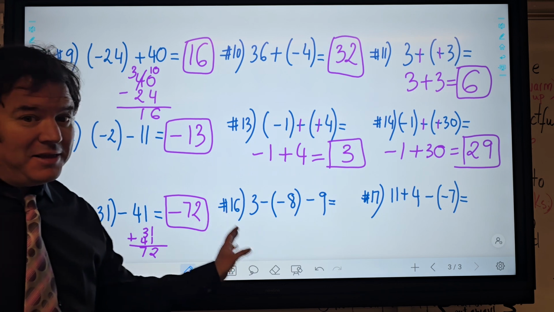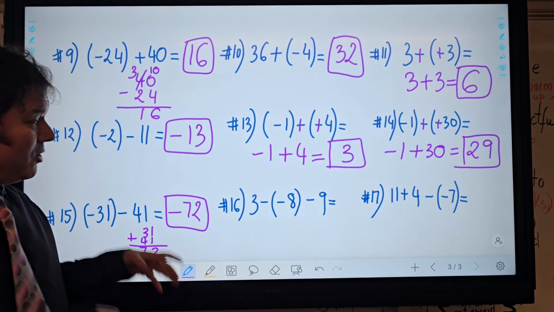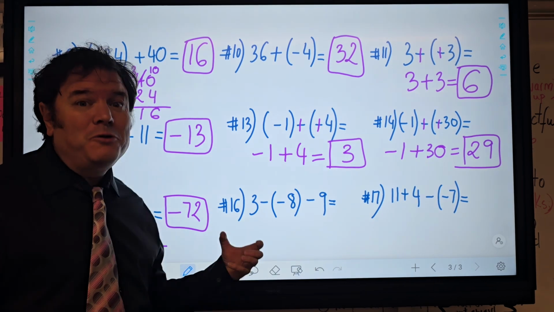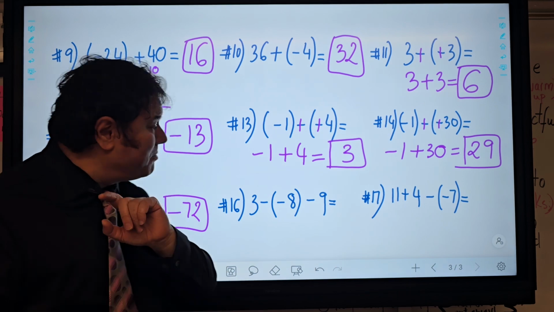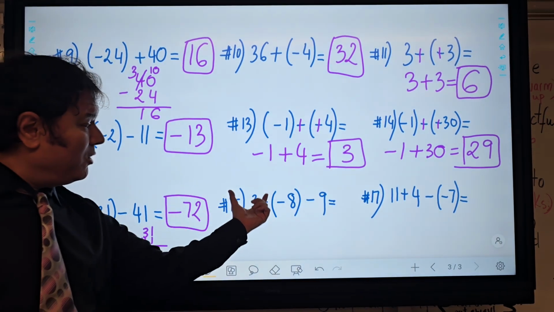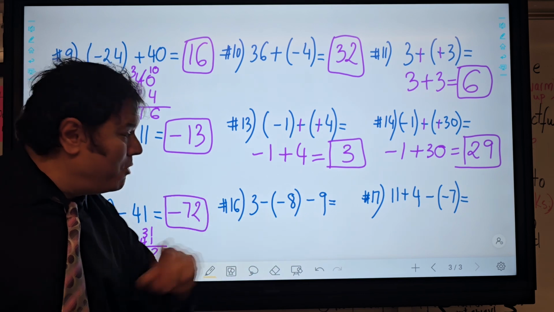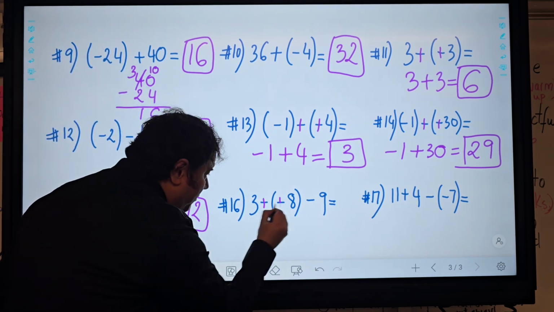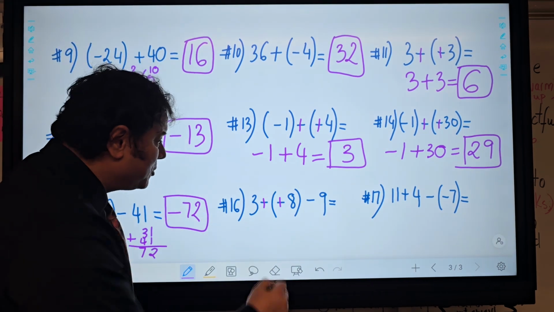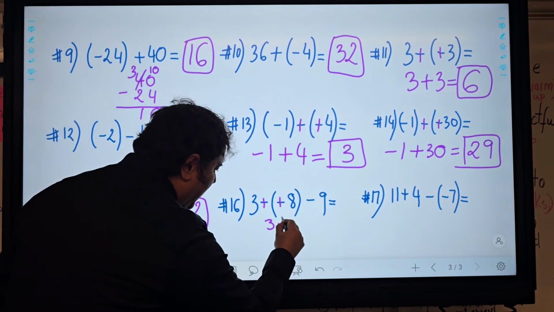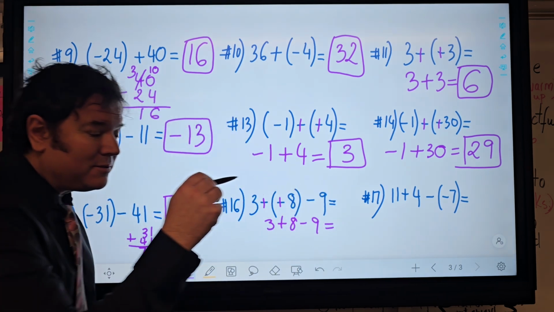Next one. In this case, we have 3 integers. So remember, when we have 3 integers, we are going to follow some little rules we have. Remember those rules? First of all, we have 2 negatives next to each other. So negative and the negative, we do boom, boom first, right? They become positive. Now we are going to rewrite the problem again. So we have 3 plus 8 minus 9 equals.